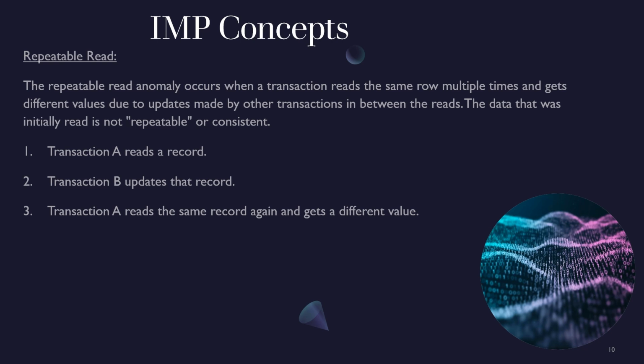For example, we can take a similar type of example. There are two transactions, transaction A and transaction B. Transaction A reads the record, transaction B updates the record, and then transaction A again reads the record, and it will get a different value. This is similar to phantom read, where a phantom read is associated with insertion or deletion, while a non-repeatable read is associated with updating a record.